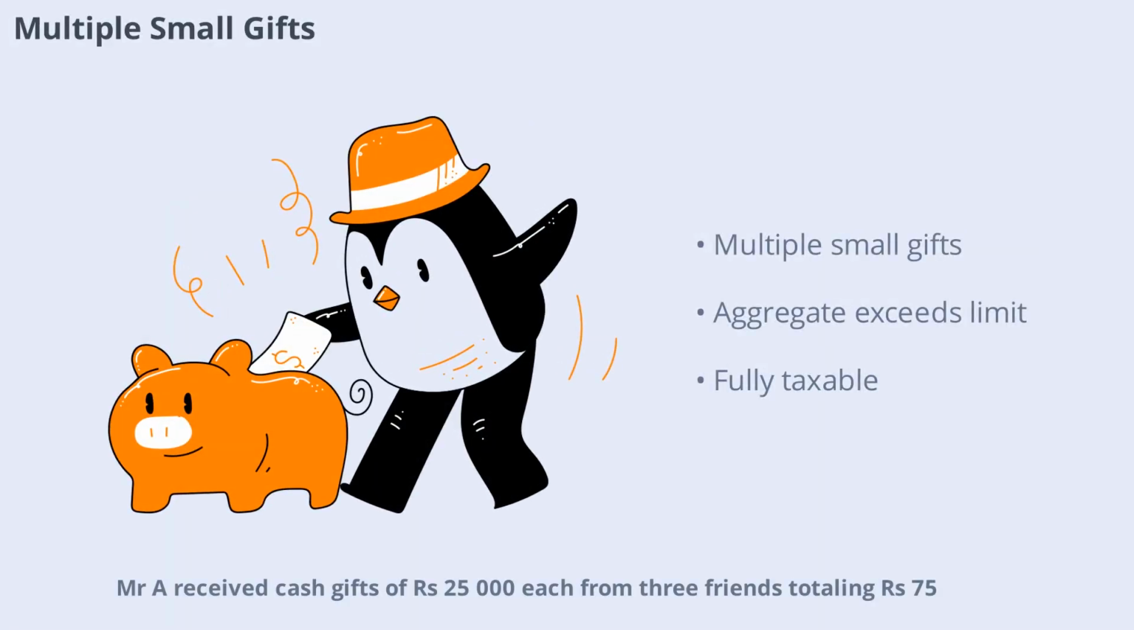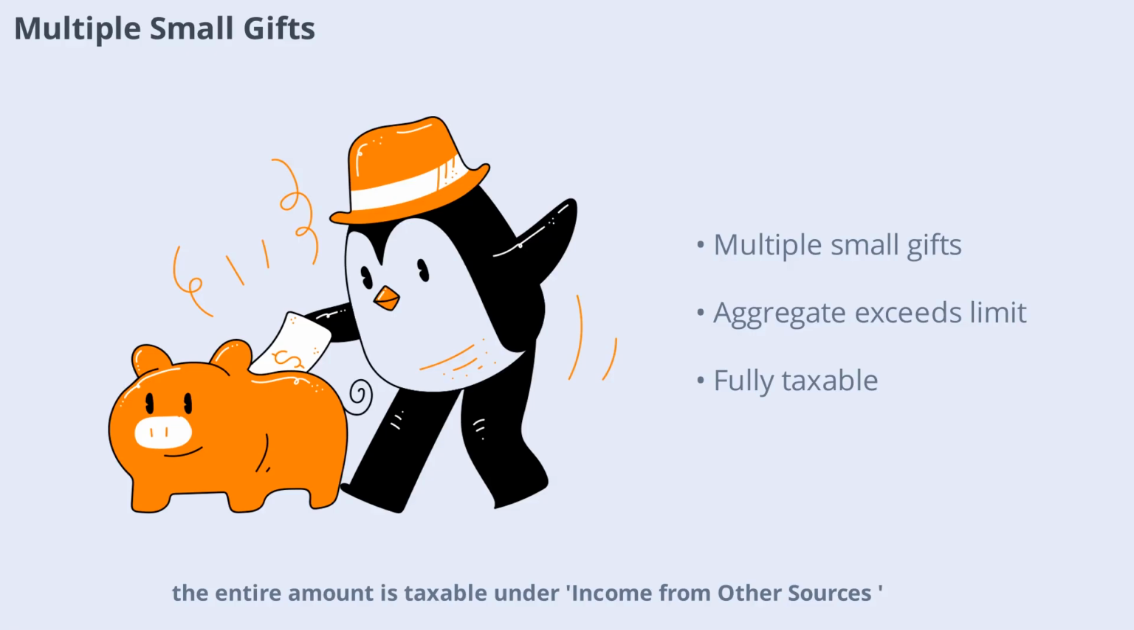Mr. A received cash gifts of Rs. 25,000 each from 3 friends totaling Rs. 75,000. Since the aggregate exceeds Rs. 50,000 and the gifts are from non-relatives, the entire amount is taxable under income from other sources.